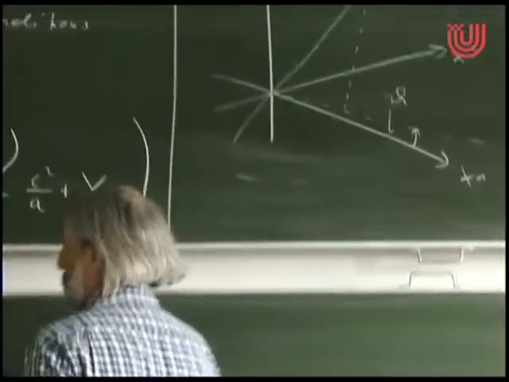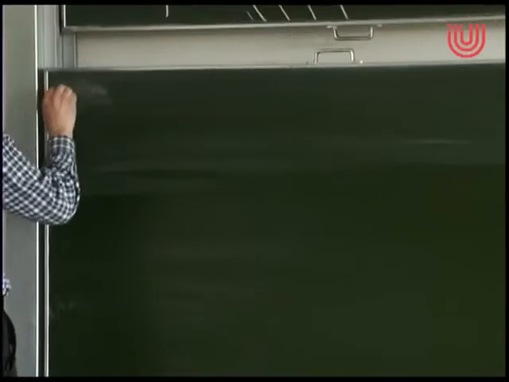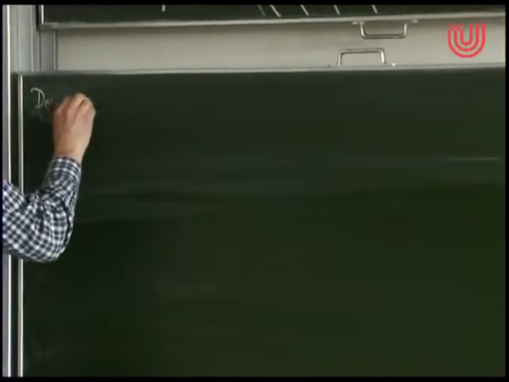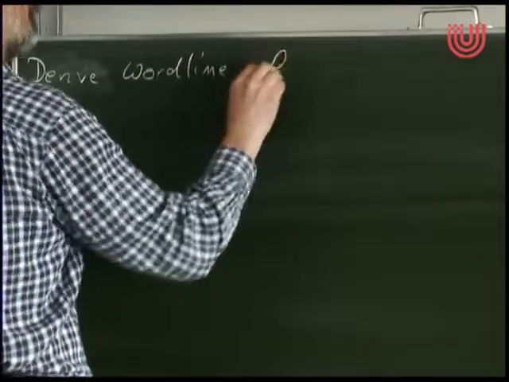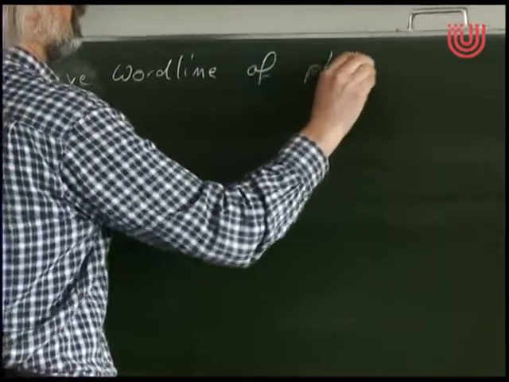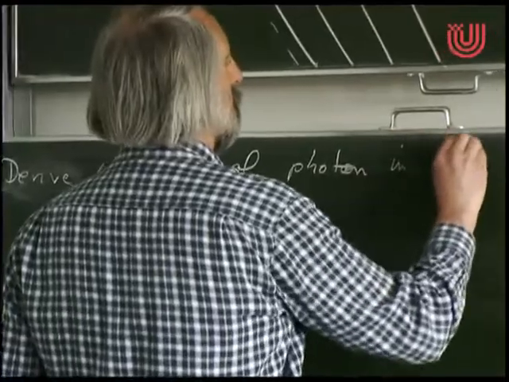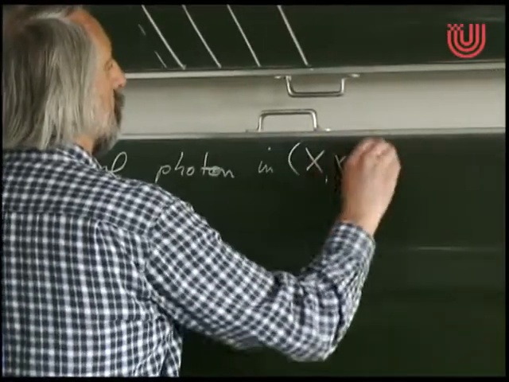Okay, so I could squeeze this here. Okay, that's too narrow. Oh, let's say derive the world line of the photon in the XYZ system.